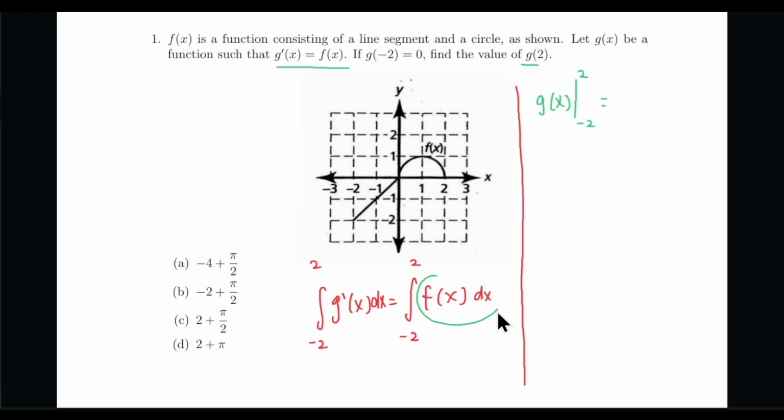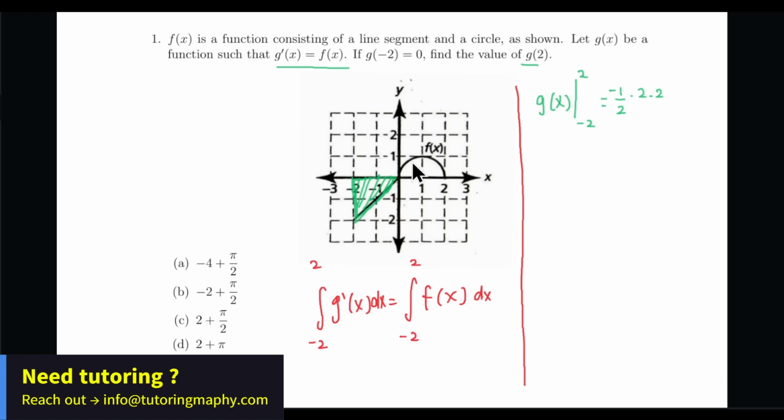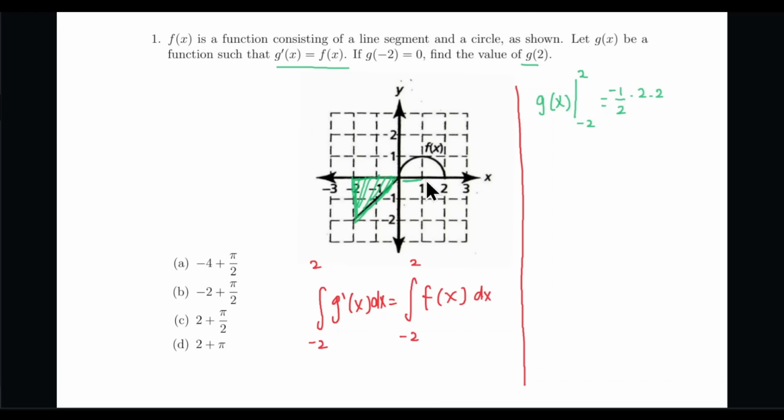Now, how will you integrate f(x) from -2 to 2? Area under the curve, right? And remember, it's signed area. So from -2 to 0, that's just a triangle. The area of the triangle will be half times base, which is 2, and the height, which is also 2. But make sure to put a negative sign out in the front because this is below the x-axis. And the remaining piece is the semicircle. The radius is obviously 1 unit, so it will be pi r squared divided by 2, because that's a semicircle.